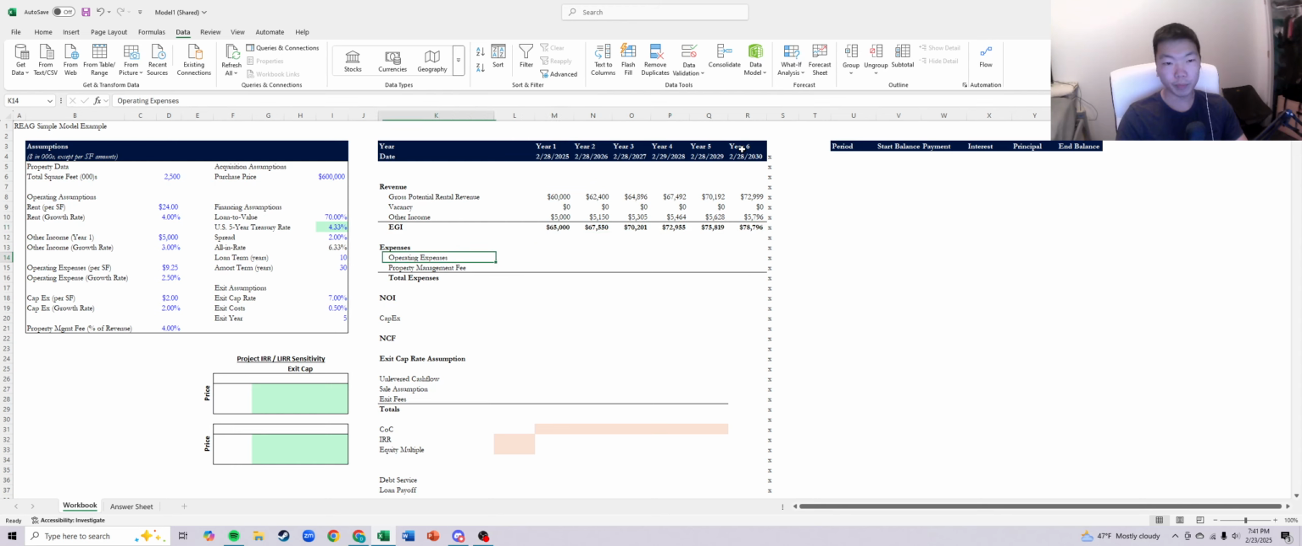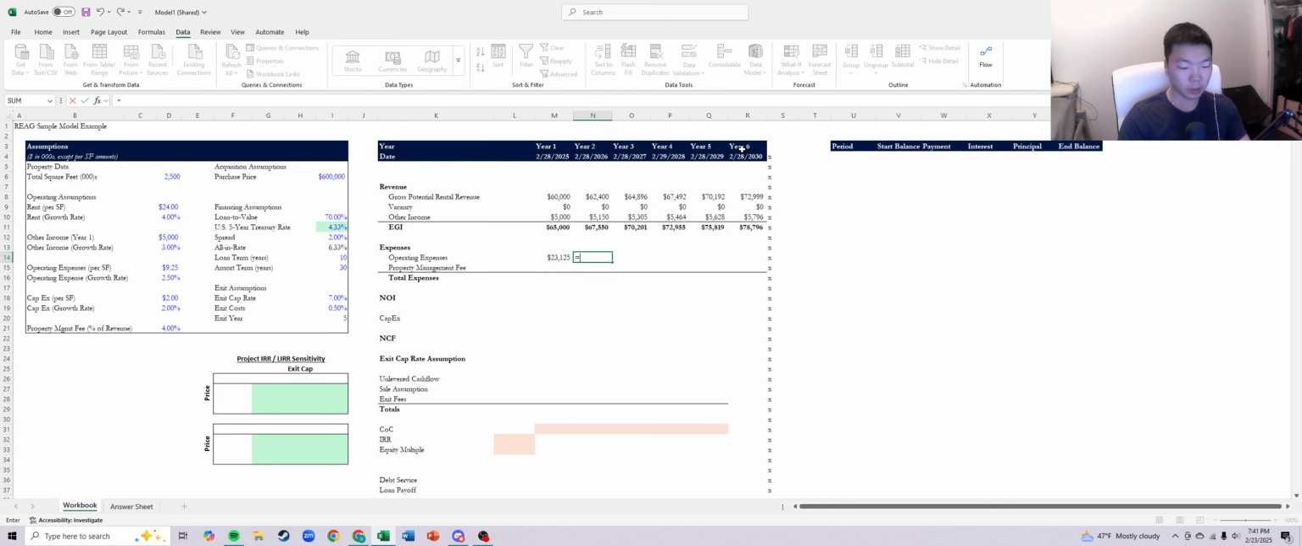Okay. Operating expense. Think like utilities, taxes, oh yeah, I do need to multiply that. What are some other things? Management fee, I guess that's already in there. Costs going into our operations. So operating expense is also growing by 2.5%. Okay.